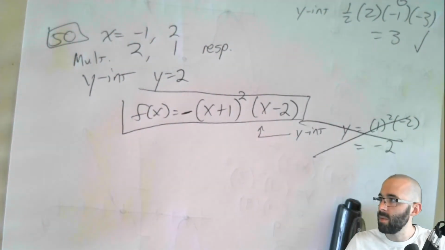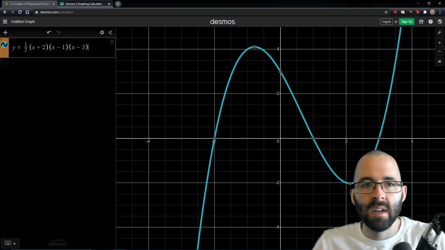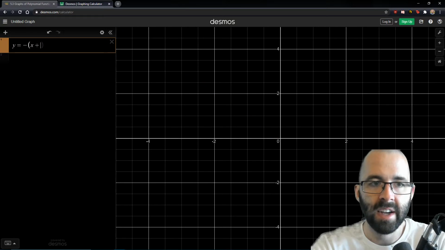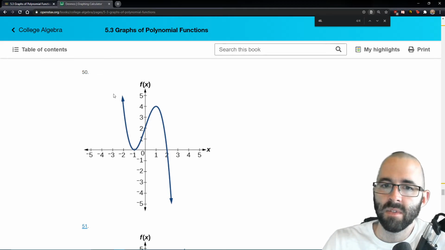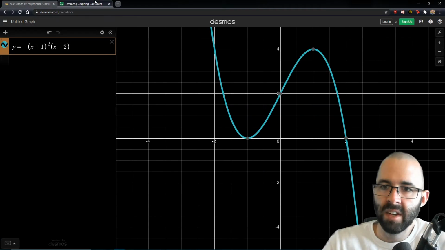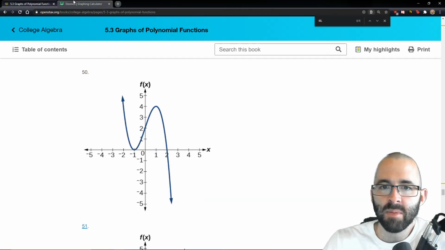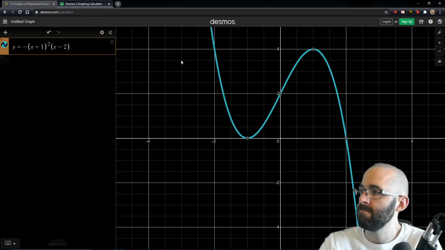Let's check our answer with Desmos. See if we got it right. All right, so we have negative x plus 1 squared times x minus 2. Do these things look the same? Bouncing off at -1, bouncing off at -1. Crossing at 2, crossing at 2. Y-intercept is +2. Yeah, sure, great. Look pretty similar.